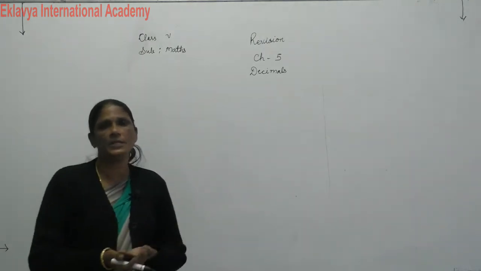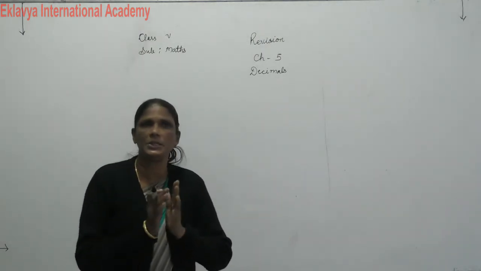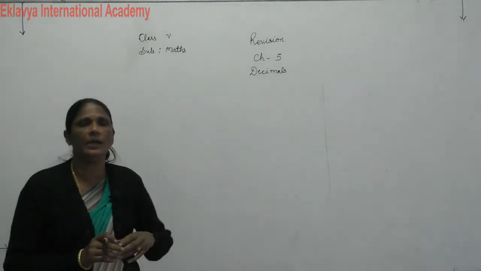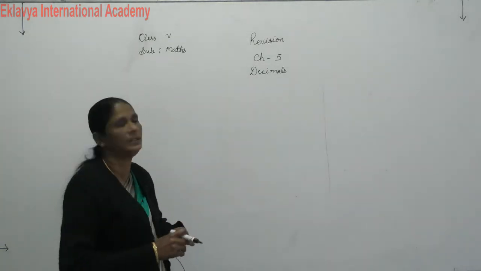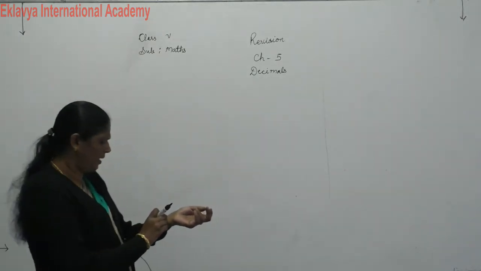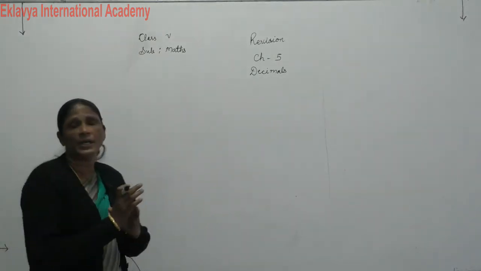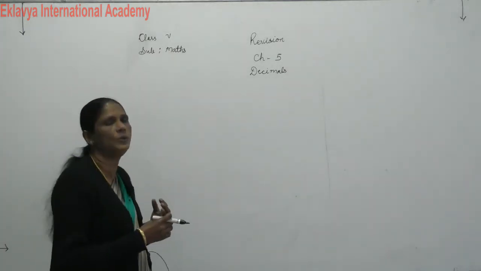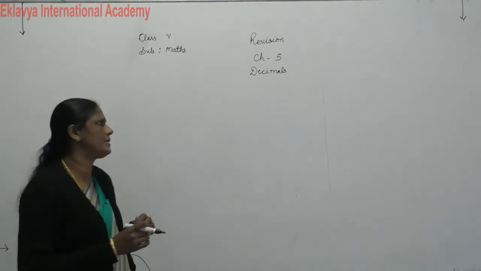You know what is a decimal? A decimal is a special fraction with the denominator 10, 100, 1000, 10,000 and so on. First we study how to read and write the decimal.